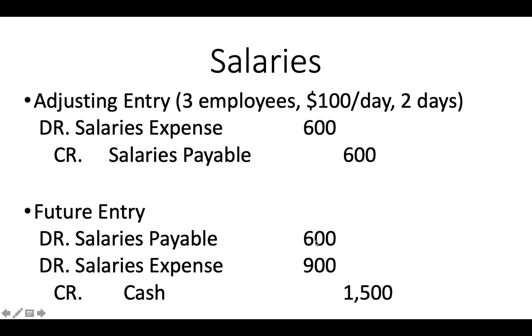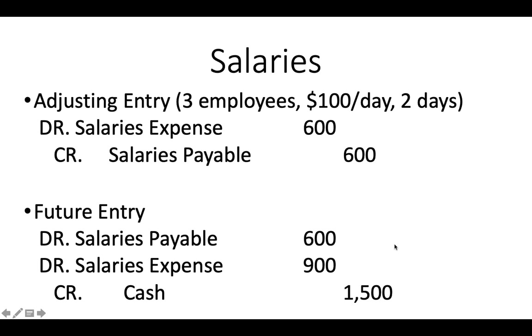Well, we've already recorded $600 of the expense in a previous period, so we need to debit salaries payable $600, and then we're going to record expense for the remaining 3 days. That's what this is. So this is 2 days, this is 3 days, and this is the full 5 days.